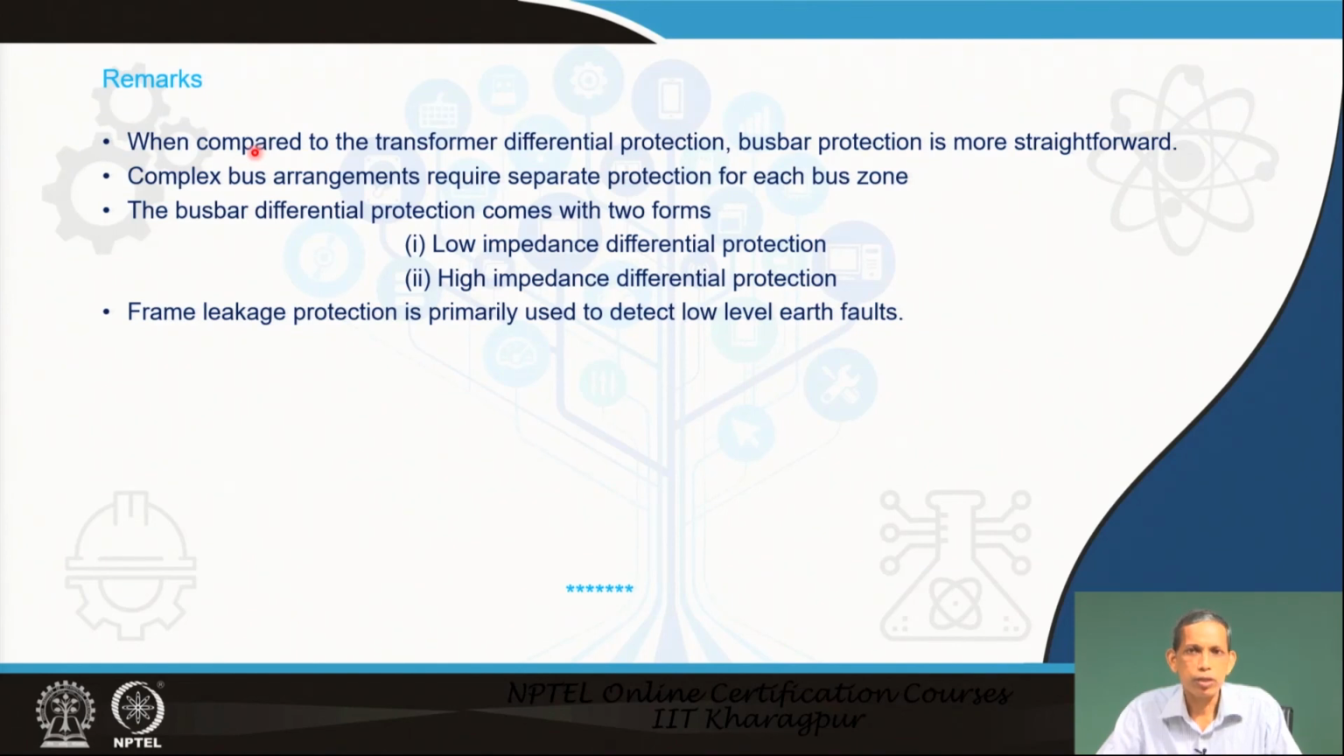The overall remark from this perspective is that, when compared to transformer differential protection, bus bar protection is more straightforward, but complex bus arrangements require separate protection for each bus zone, as we observed from the very beginning. Bus bar differential protections can be categorized into two: low impedance differential protection and high impedance differential protection. High impedance differential protection is widely used, but it requires special considerations for its application. We also saw frame leakage protection, which is sensitive from the earth fault perspective.